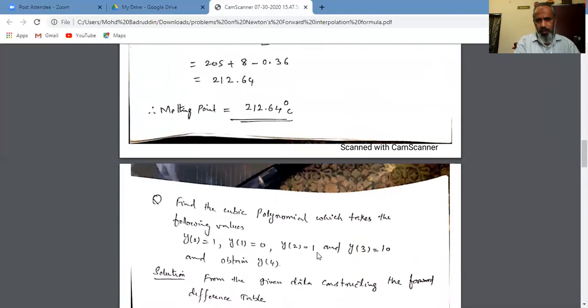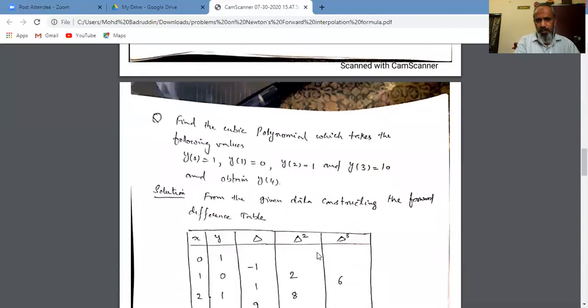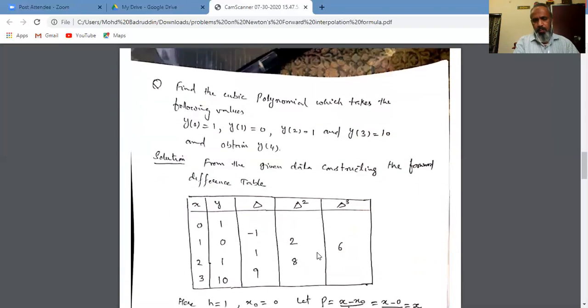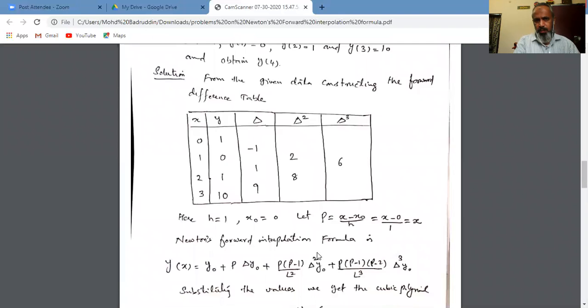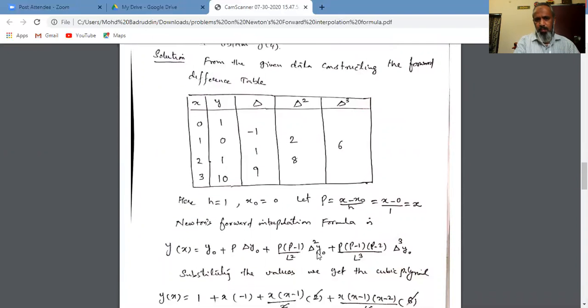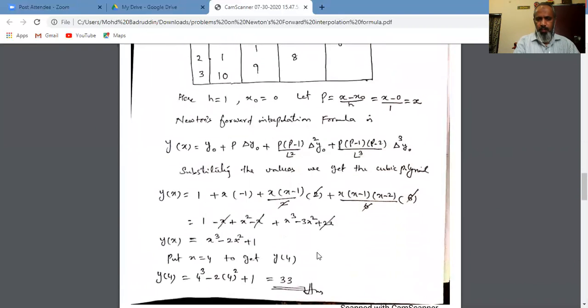So our problem is to find the cubic polynomial which takes the following values. The x and y values are given, and we have to write the cubic polynomial. First we have to find the polynomial. After finding the polynomial, we have to determine the value of y4. So after finding the polynomial, substitute x is equal to 4, and we will get the value of the given function at x is equal to 4.